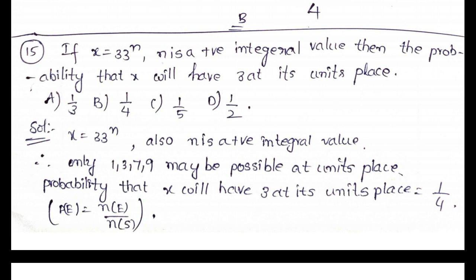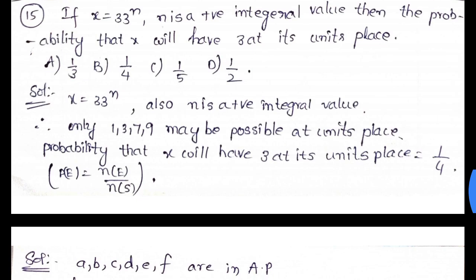What is our favorable event? Our favorable event is to get 3 at the units place. So what is the formula for finding the probability? Number of favorable events by total number of events in the sample space, that is 1 by 4. Option is B.